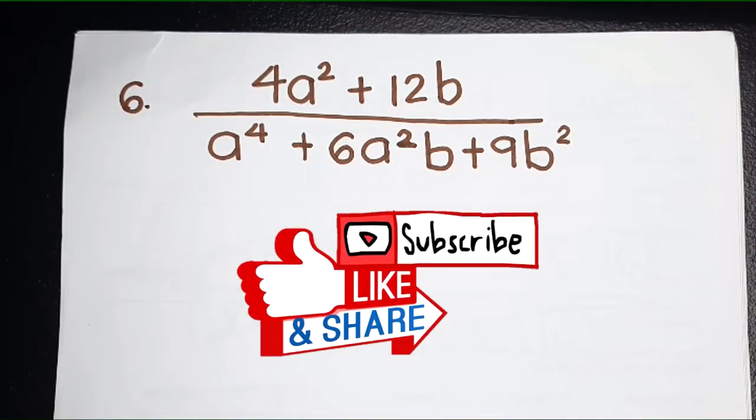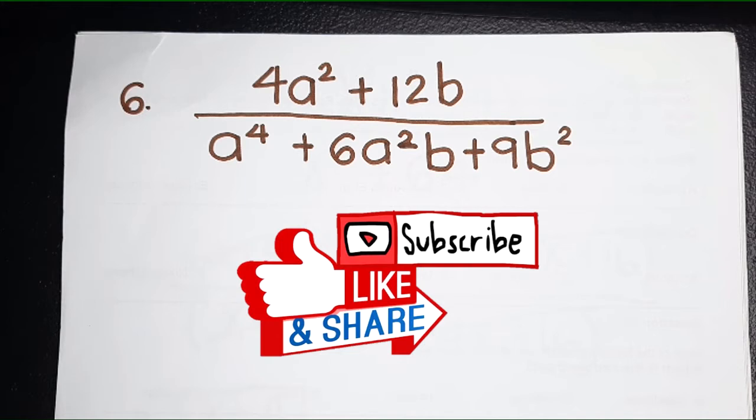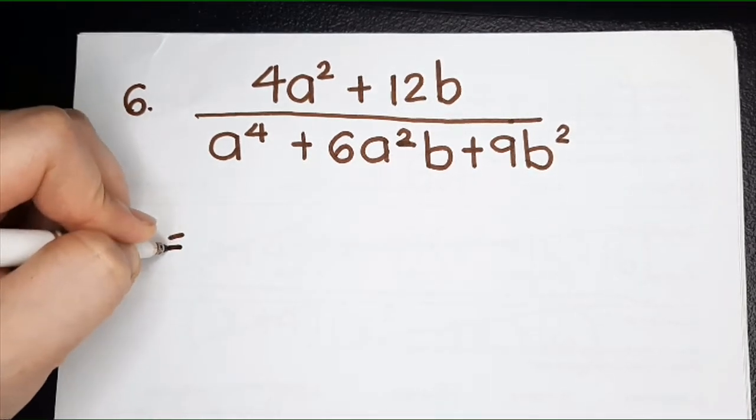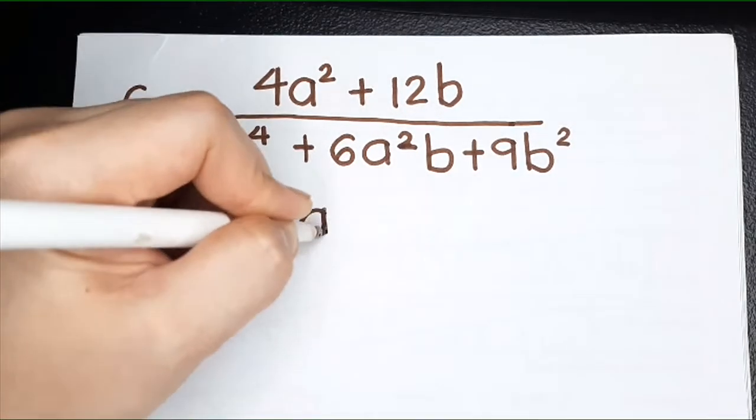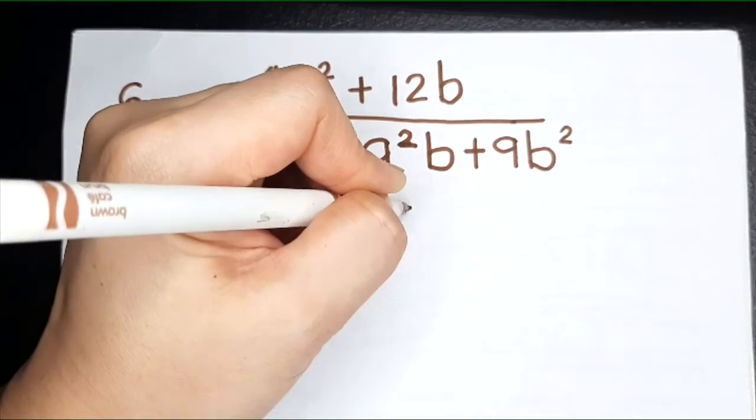Okay, so this is our sixth example. Of course, tingnan nyo muna ang given. You may want to solve it on your own again. Okay. So, if you look at the numerator, I think we can just factor out 4 as a common factor. Right? Okay, let's do it. So, I can factor out 4. So, I'll have 4 here and then a squared plus 3b.